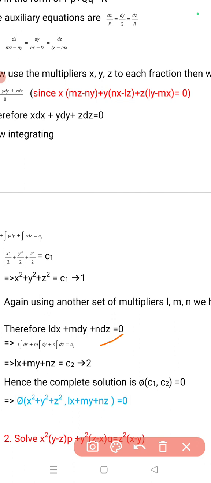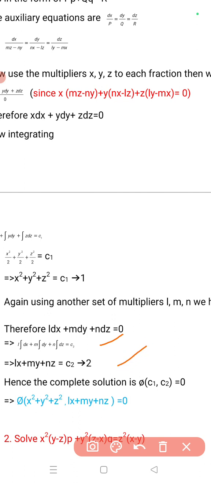After obtaining this, what do we have to do? We have to go with the regular integration. l times integral dx + m times integral dy + n times integral dz = c2. So after integration, what do we get here? What is the formula for integral dx? It is nothing but x. Integral dy is y. Integral dz is z.